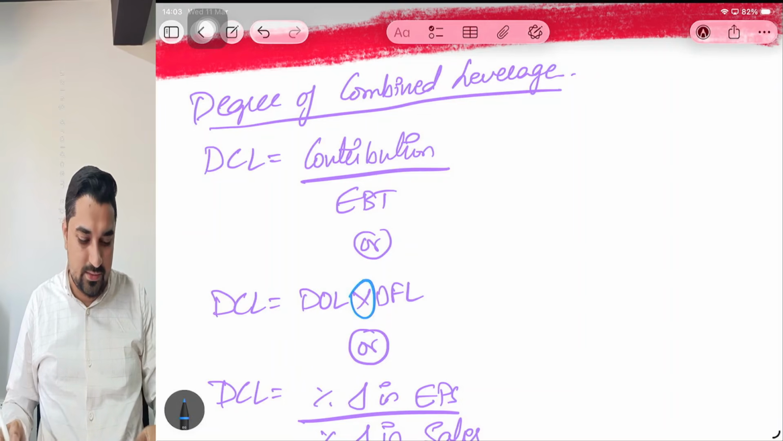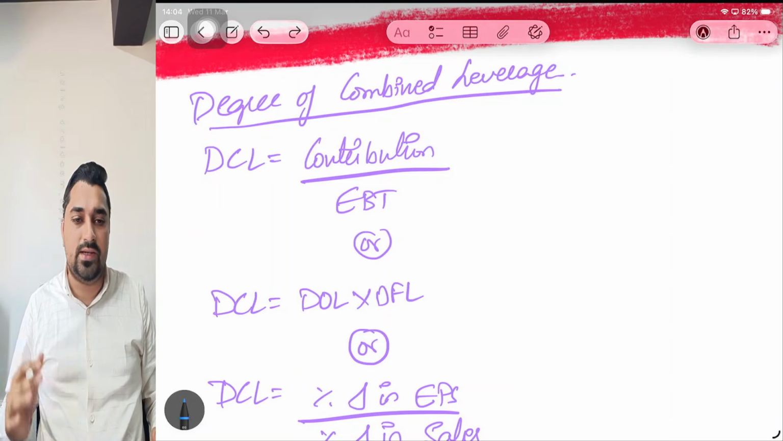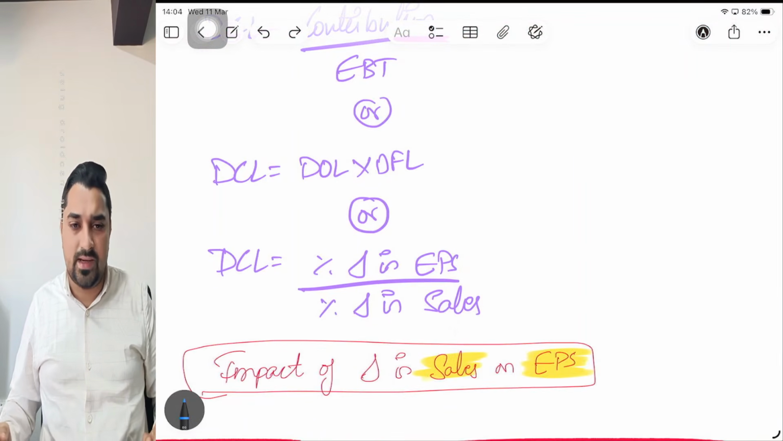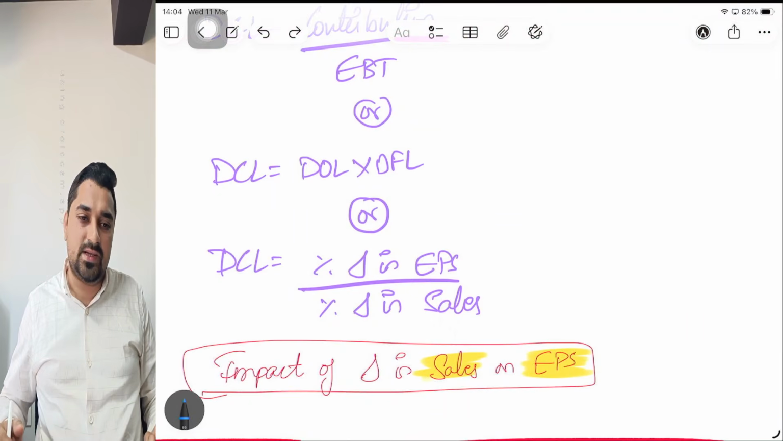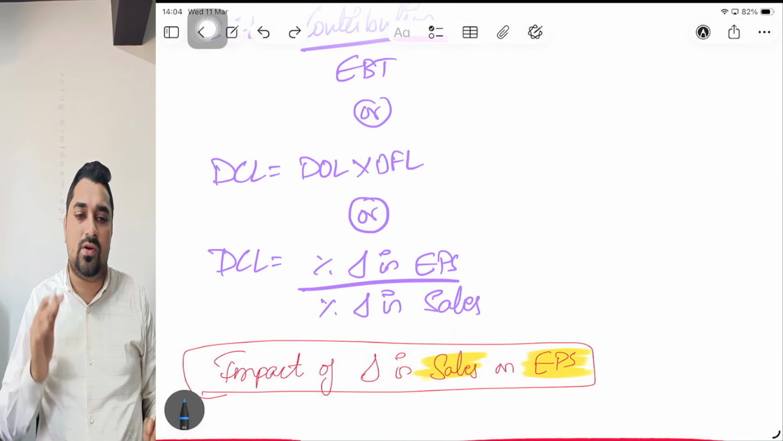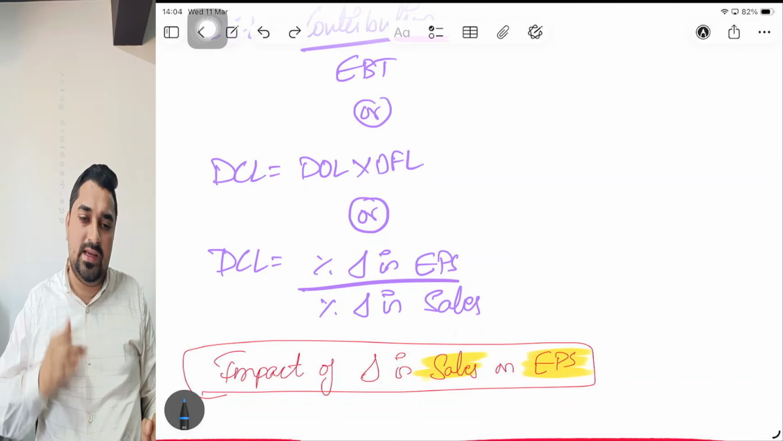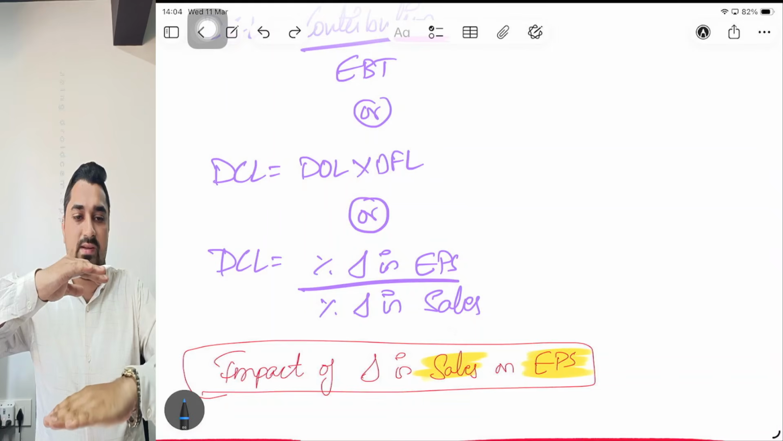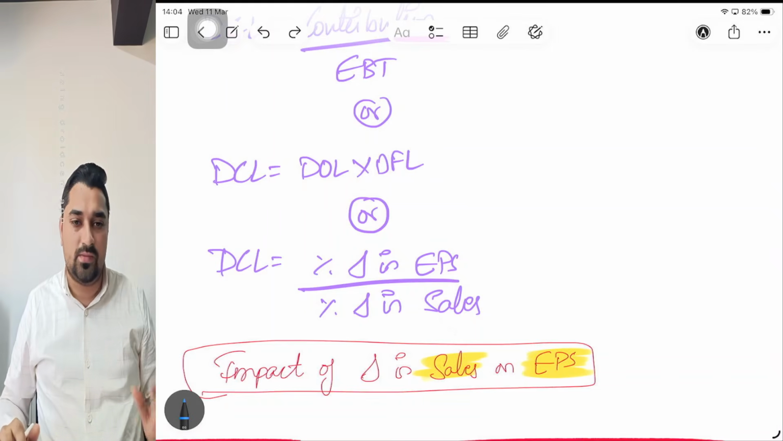So degree of combined leverage is what? Degree of operating leverage into degree of financial leverage. Coming to the third formula: degree of combined leverage equals percentage change in EPS divided by percentage change in sales. Again, how to remember the formula? What is dependent and what is independent? EPS is dependent on sales, so EPS will come at the top, and sales, which is independent, will come at the bottom. So percentage change in EPS divided by percentage change in sales.